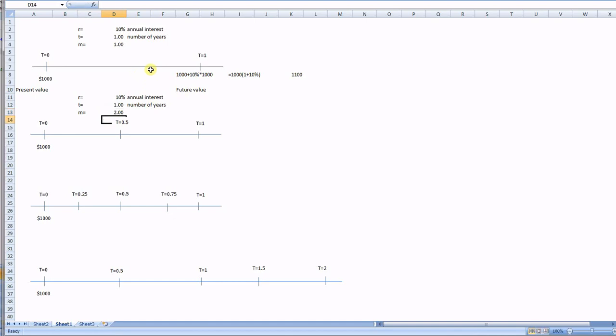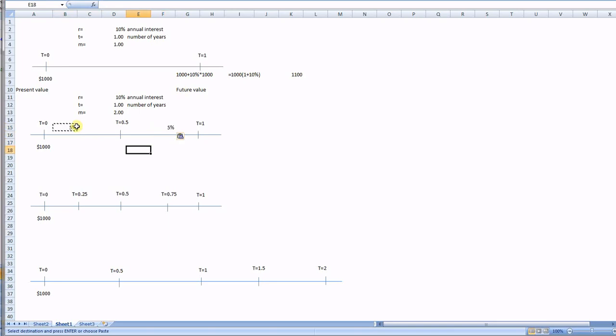When you see compounding frequency is 2, you've got to break down the interest rate into the interest per period by simply dividing the interest by the number of periods. So in this case, annual interest is 10%, number of periods is 2. In each period, the interest that we charge is 5%. So it's 5% here and 5% here.